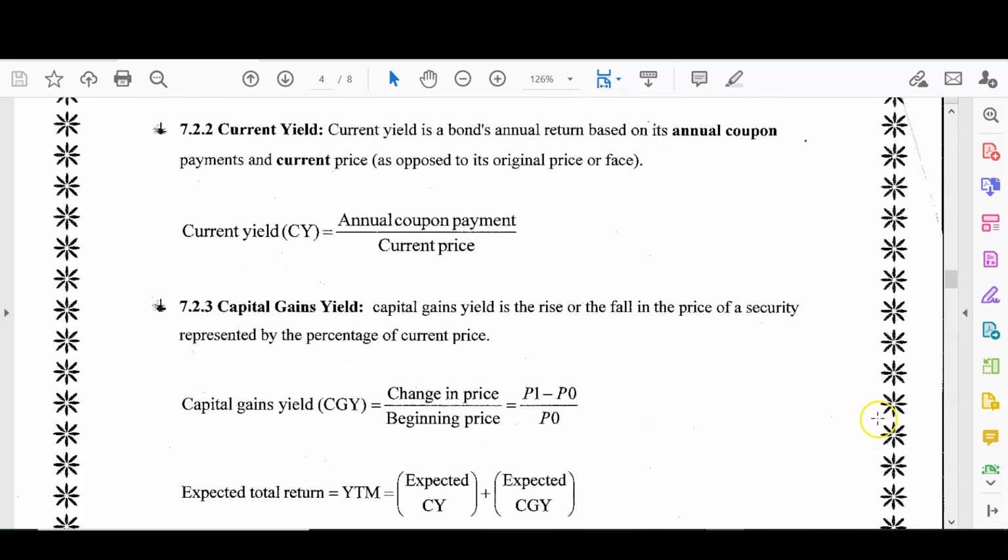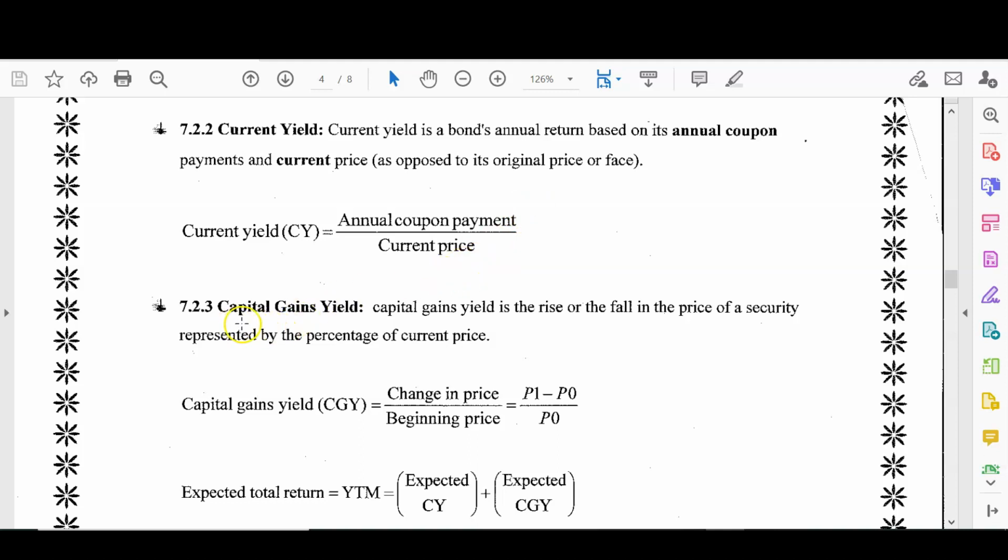Next, let's introduce two groups of concepts for bonds. One is about bond return and the other is about bond risk. For bond return, we have the concepts of current yield and capital gains yield. Current yield is a bond's annual return based on its annual coupon and current price, as opposed to its original price or face. So current yield is the annual coupon payment divided by current price. It stands for the return you make from the coupon payments you receive after paying the bond price.